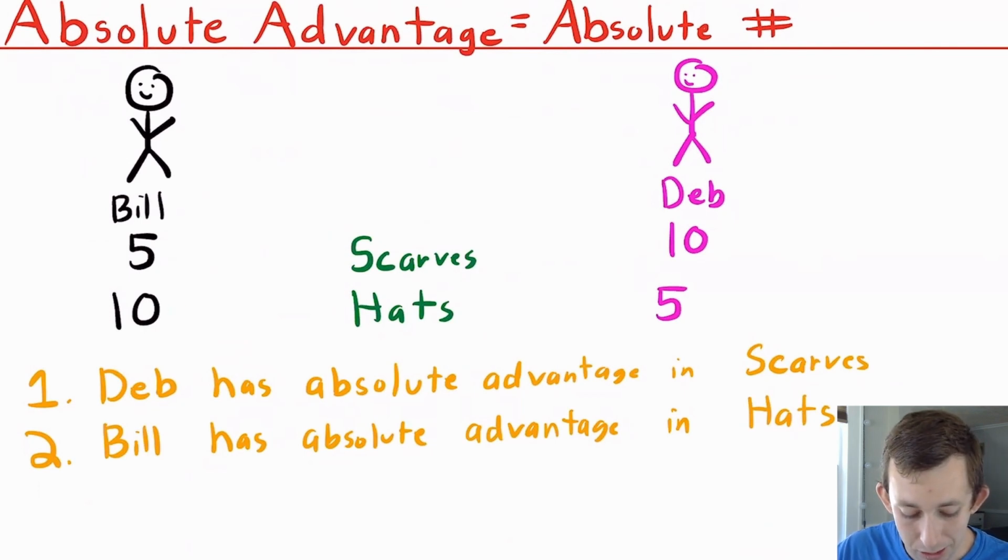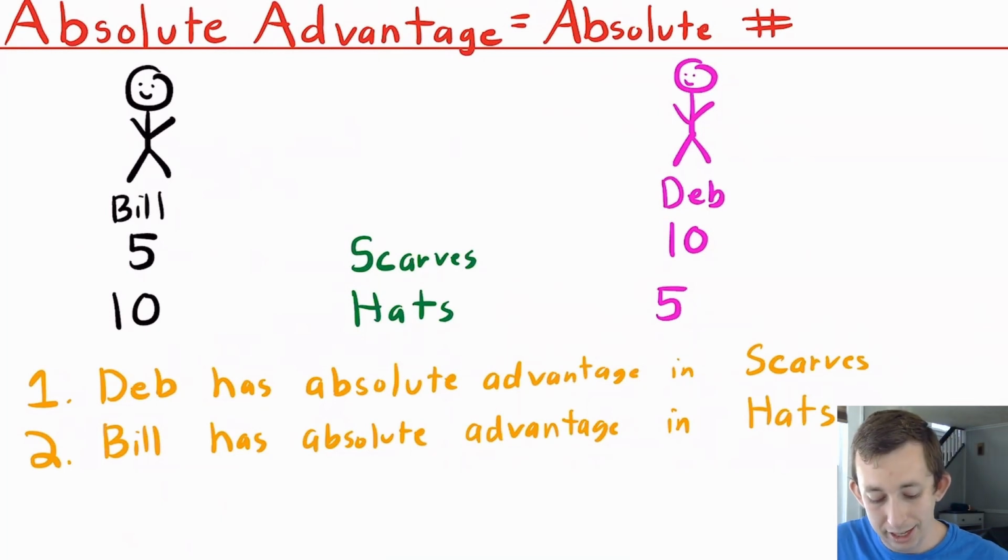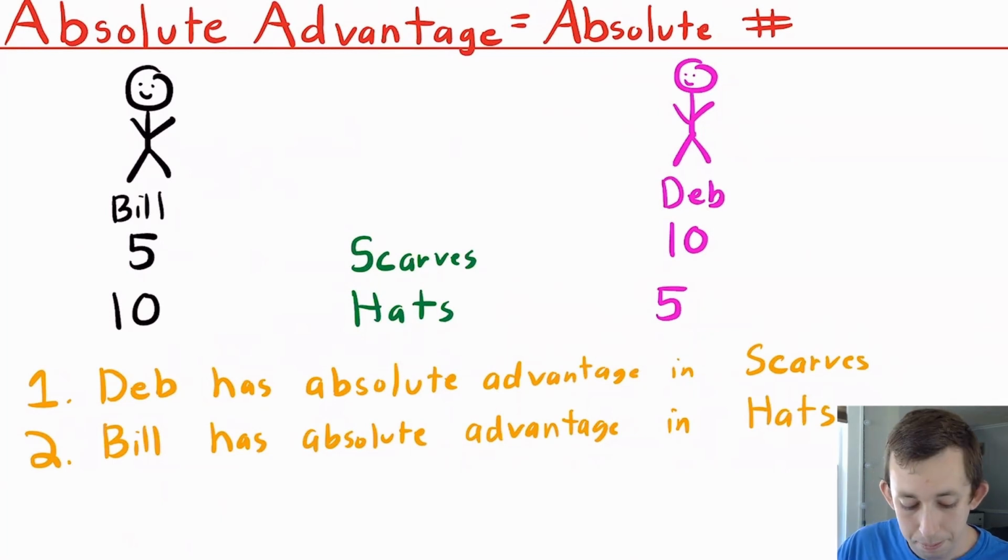Again, this is assuming that Bill and Deb spend all of their time knitting either scarves or hats. If Deb spends all her time knitting scarves, she's really good at scarves. She can knock out 10 scarves. She's much worse at hats, and she can only make 5 hats. So notice that because Deb can make more scarves than Bill, we would say that Deb has the absolute advantage in making scarves, but Bill can make 10 hats compared to Deb's 5, so we would say that Bill has an absolute advantage in hats.